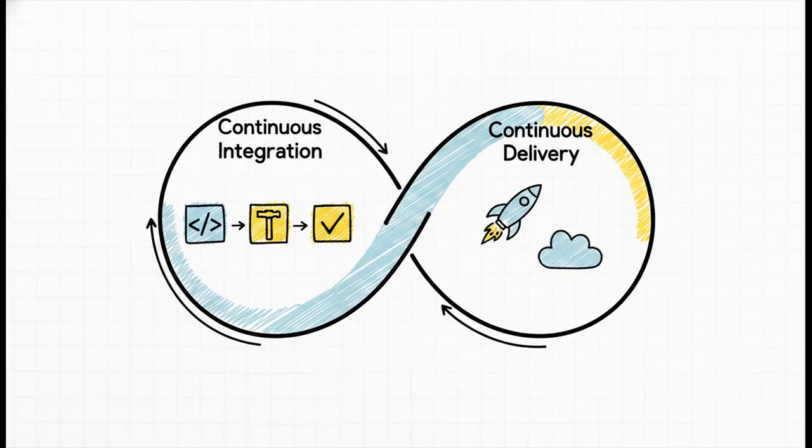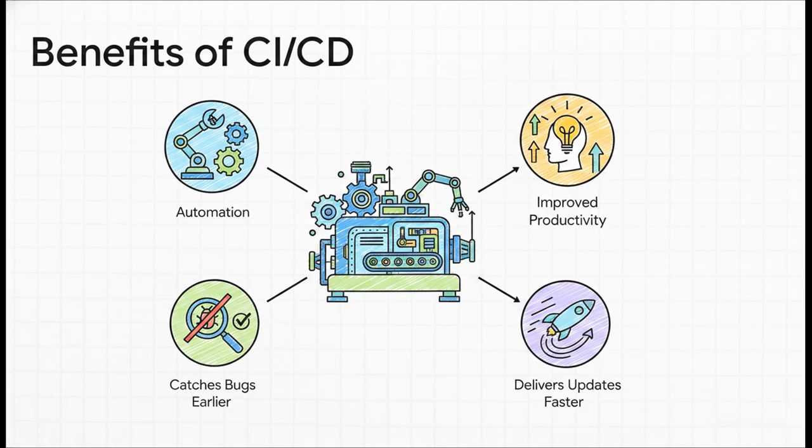But don't worry, there is a much better way, and that solution is continuous integration and continuous delivery, or as we all call it, CI/CD. This is where we let automation be our hero. And look, this is so much more than just a convenience. A solid CI/CD pipeline really changes the game. It automates everything, which means your developers can actually develop. You'll catch bugs way earlier, get updates to your users faster, and just lower the collective blood pressure of the entire team.